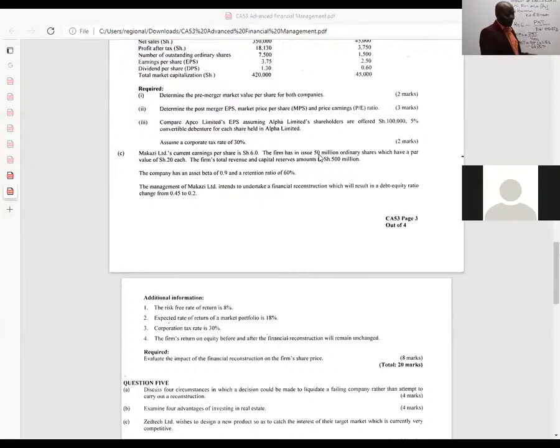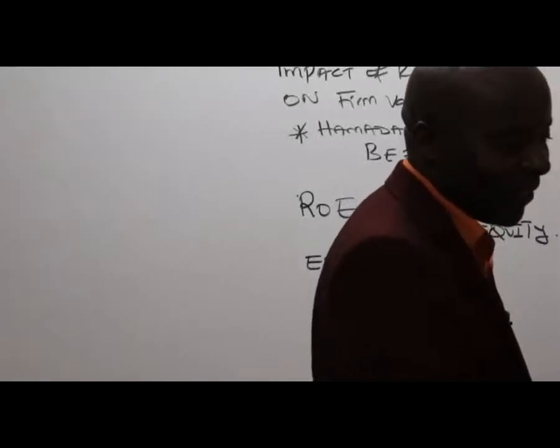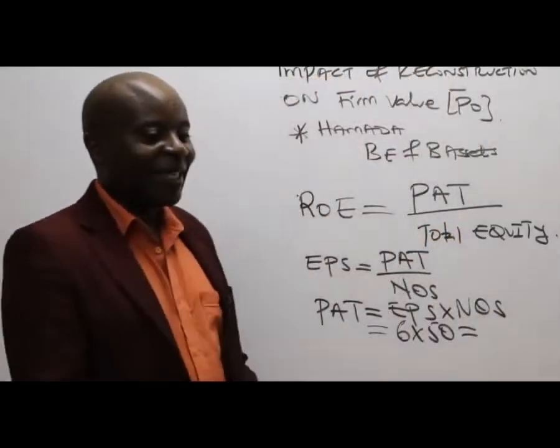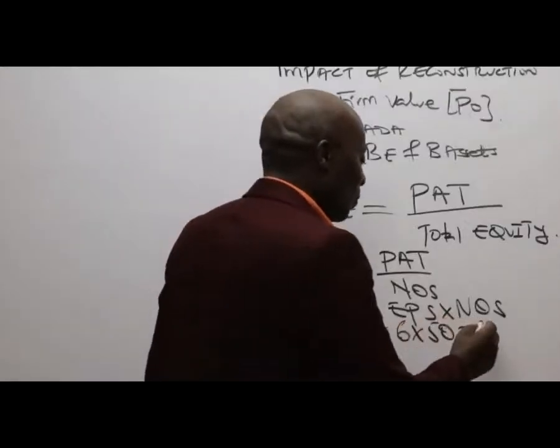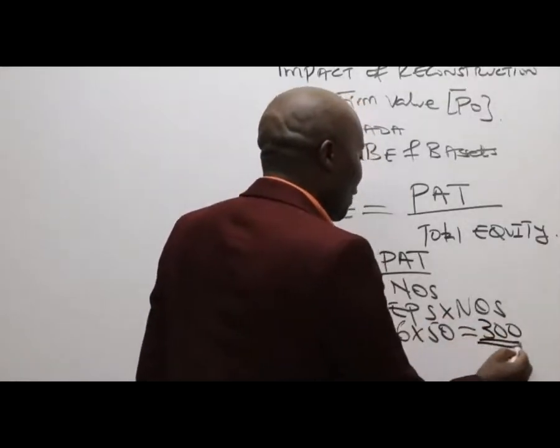My figures are in terms of millions. Could you kindly give me this thing? 6 times 50 gives me 300 alone. I don't want to put those millions there. So 300 like that.